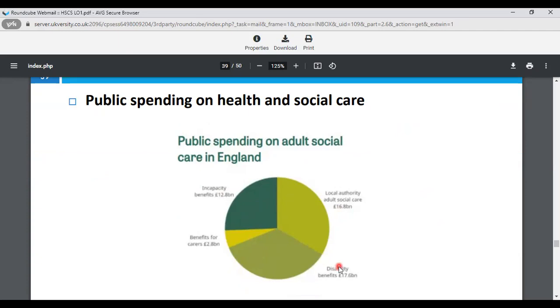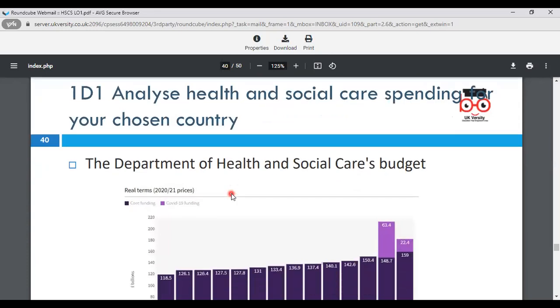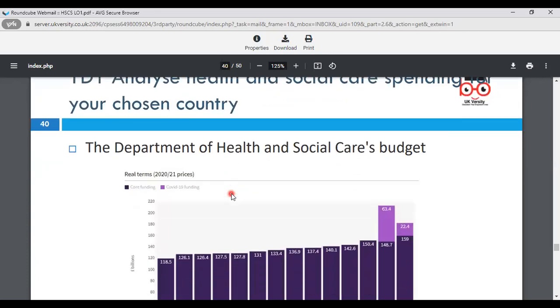So for instance, in England, there's a major chunk that's spent on disability. If you see, disability benefits are around 7.6 billion. Then local authority adult social care is 16.8 billion, followed by incapacity benefits, which is 12.8 billion, and benefits for carers is 2.8 billion, which is a huge public spending chunk. And then we analyze the health and social care spending for your chosen country again.